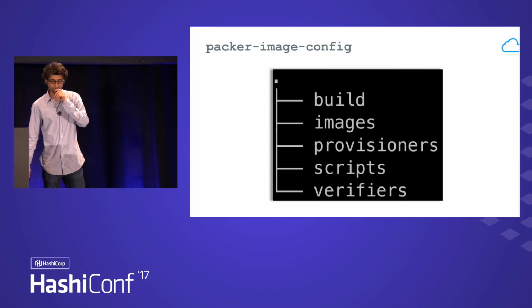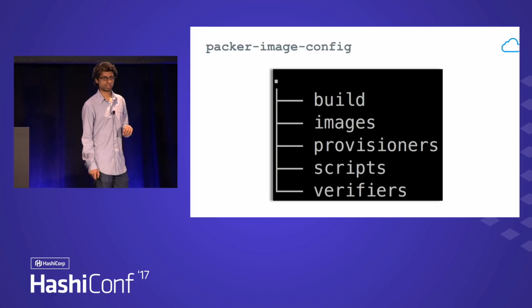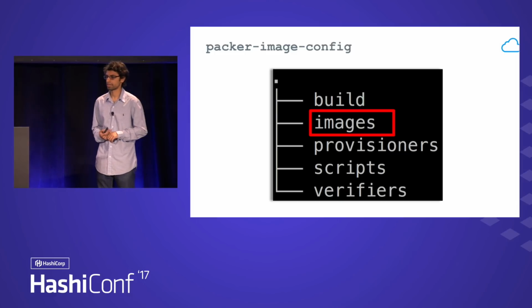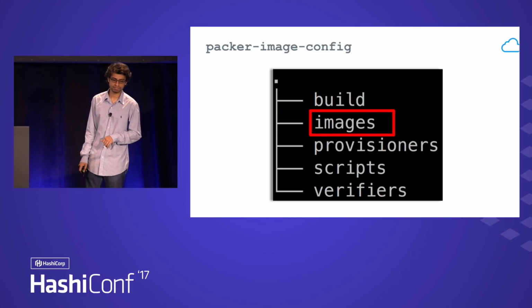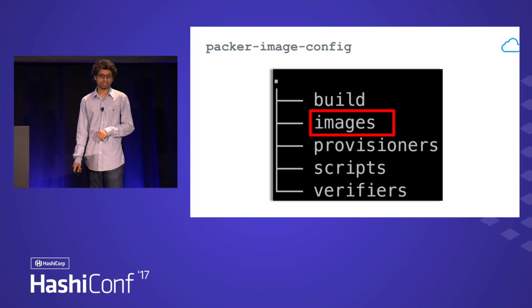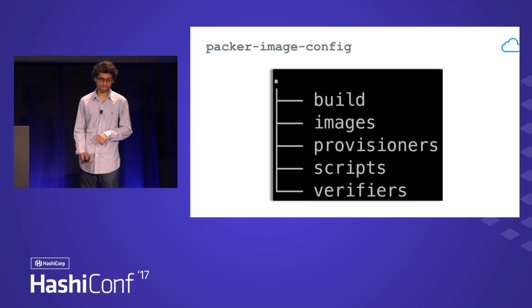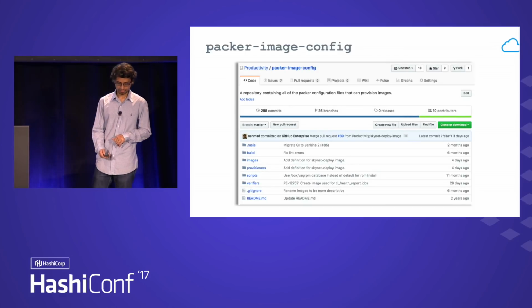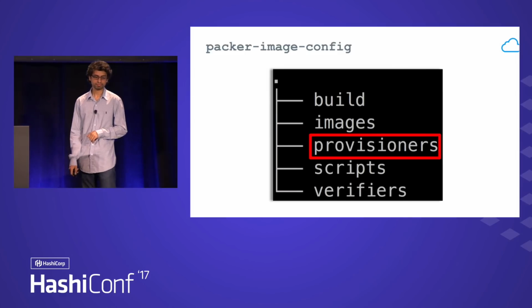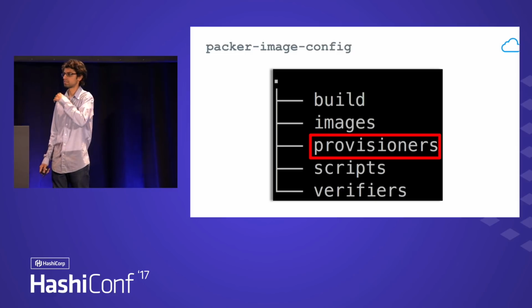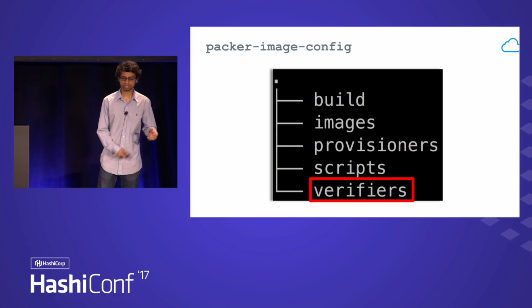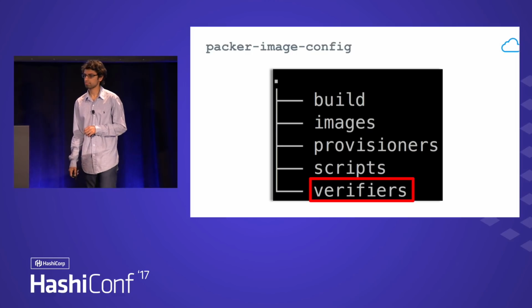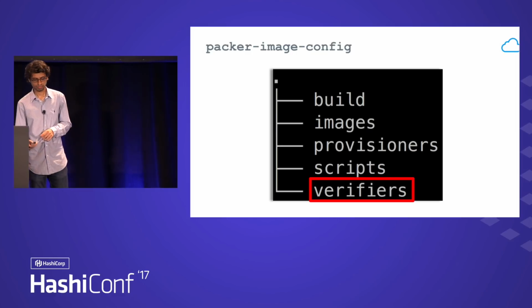I'm just going to go over quickly the directory structure of this repository to get an idea. Of course, you have an images section. This is all your image definitions. And you have a provisioner section. These are all the different provisioners that you can use. And you have a verifier section. These are all the verifiers you can use. So it's pretty straightforward.